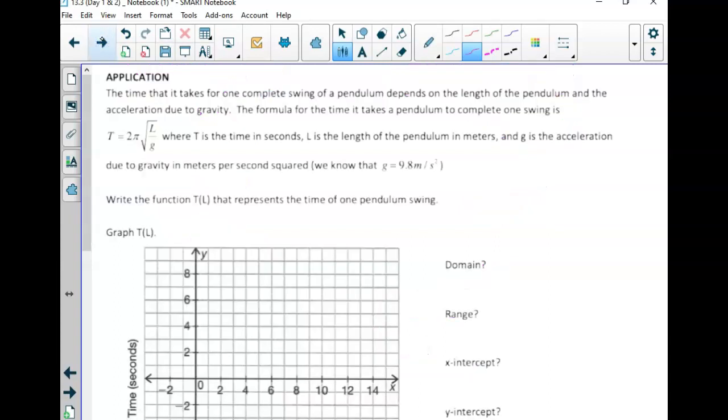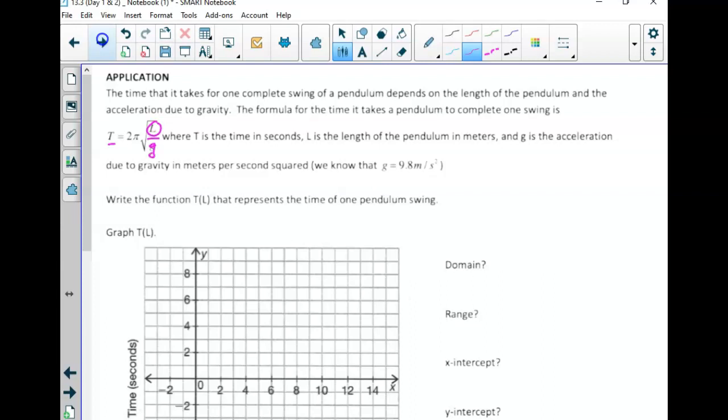Last problem here is an application problem. The time it takes for one complete swing of a pendulum depends on the length of the pendulum and the acceleration due to gravity. The formula for the time it takes a pendulum to complete one swing is t, where t is the time in seconds, L is the length of the pendulum in meters, and g is the acceleration due to gravity. So the time it takes for one swing equals 2 pi times the square root of the length of the pendulum divided by acceleration due to gravity.